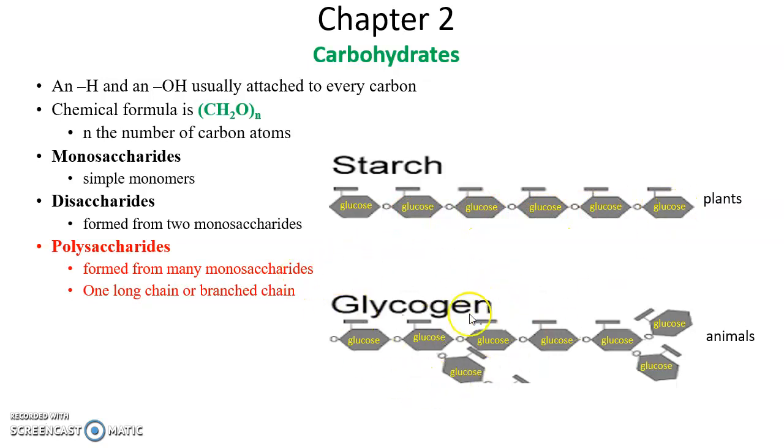In animals, like us humans, you have glycogen. Glycogen is, again, long chains of glucose molecules, but in this case, they'll also form branching chains off of the main chain. So glycogen is pretty much the main way we store glucose in our cells.